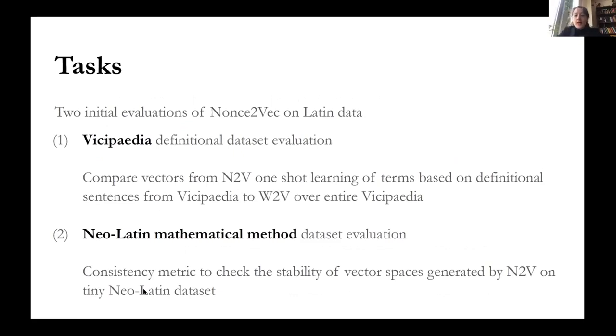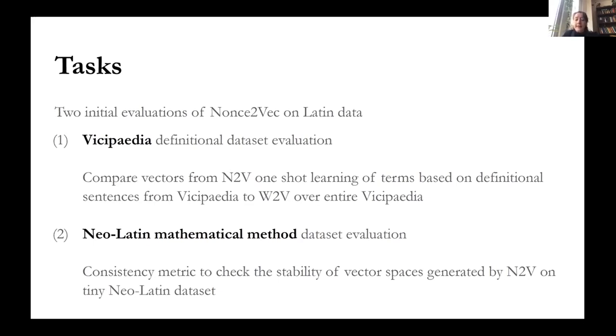We have designed two tasks to evaluate the performance of Nonce2Vec on Latin data. The first task replicates Herbelot and Baroni's original experiment with the English definitional data set from Wikipedia. In this experiment, vectors are constructed by Nonce2Vec on the basis of a single definitional sentence and are then compared to vectors of Word2Vec, which is another method for constructing vectors that has been shown to be less accurate for terms with lower frequencies or small data in general.